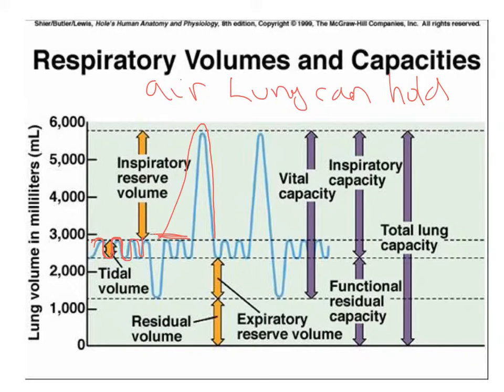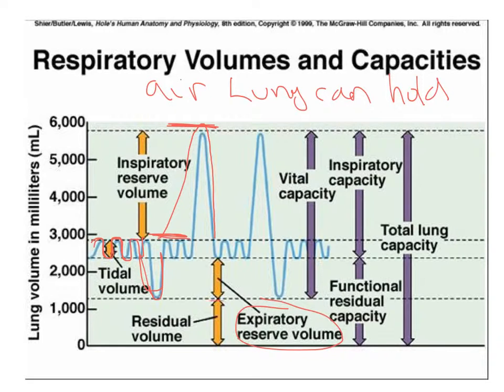So the amount of air that you would normally inhale plus this extra bonus, that is your inspiratory reserve. If I were to ask you to blow out some birthday candles, so at the end of a normal expiration, if I said, okay, now blow out like you're blowing out birthday candles, whoosh, that is your expiratory reserve volume. So that is the amount of air that you can forcibly exhale.